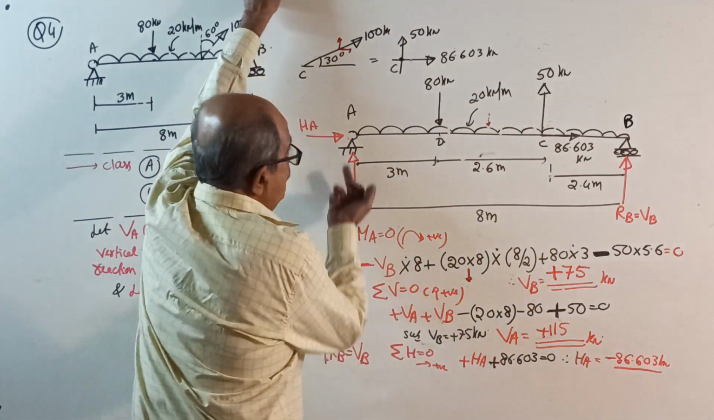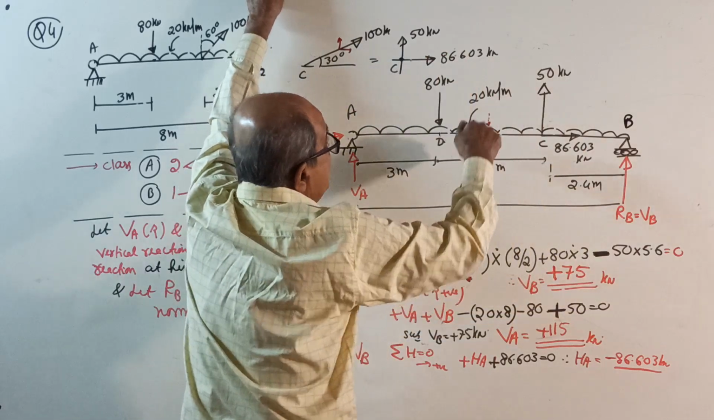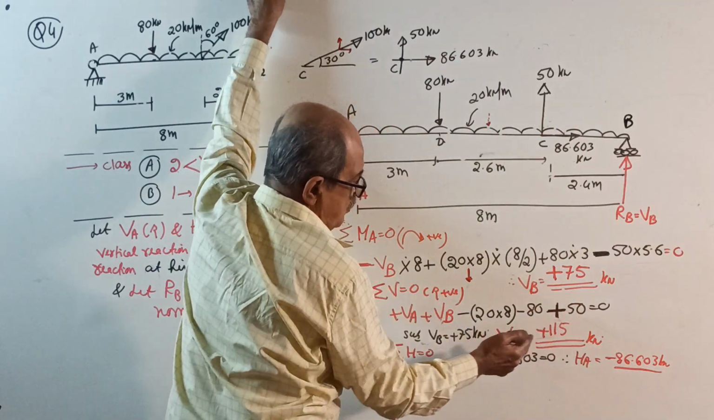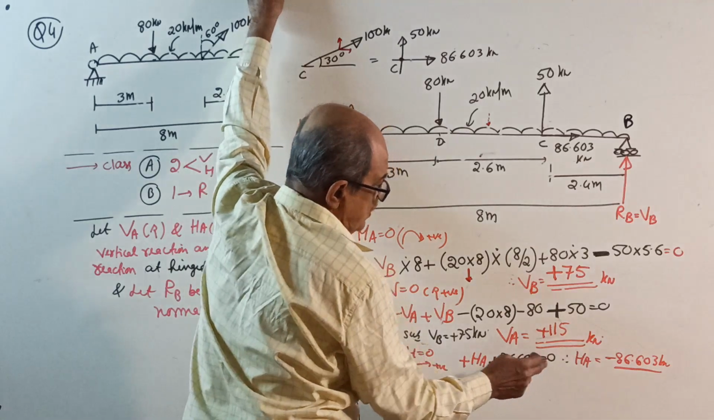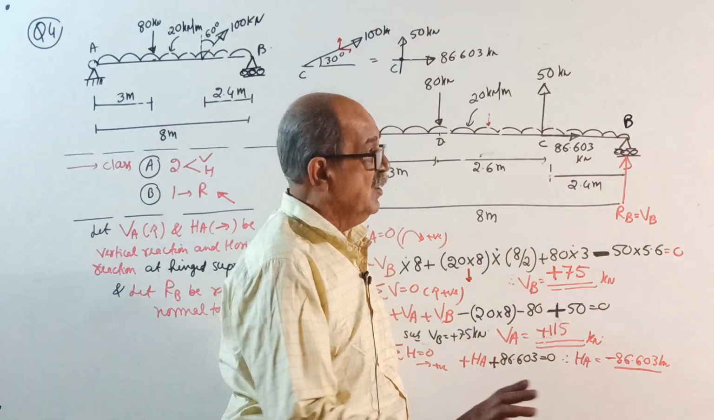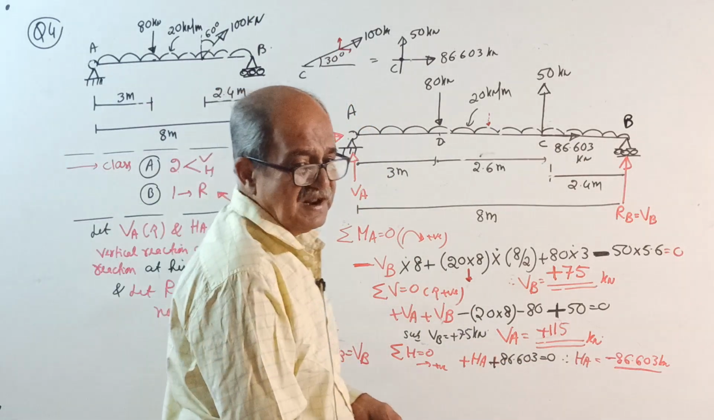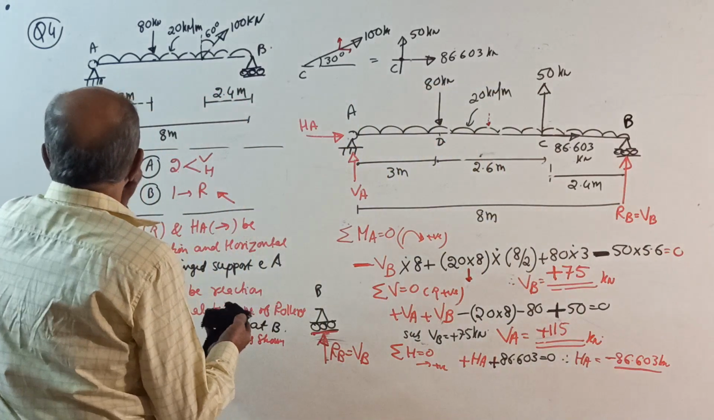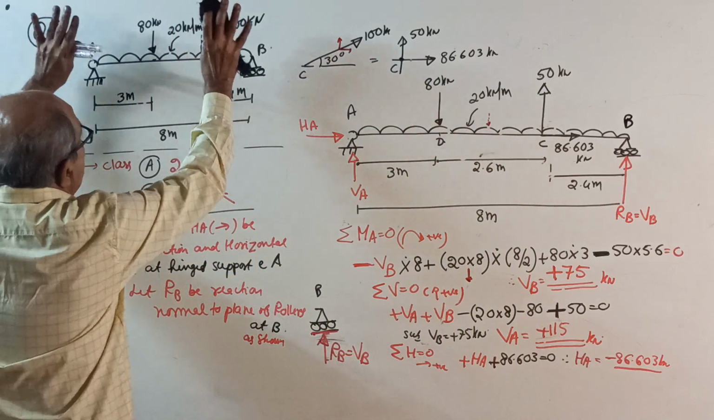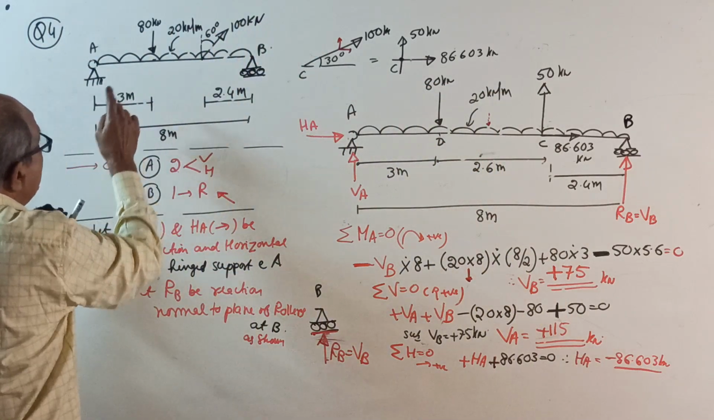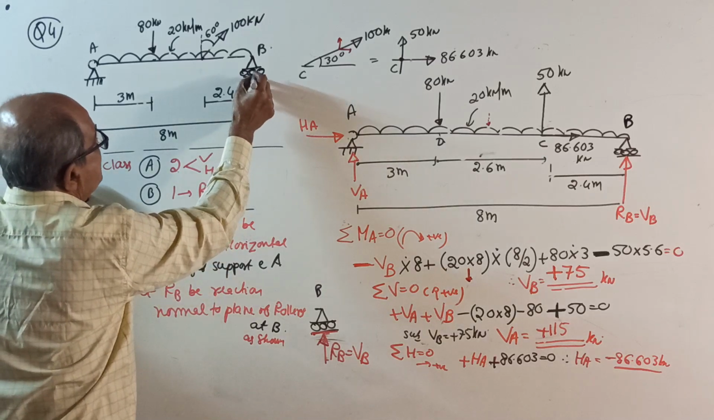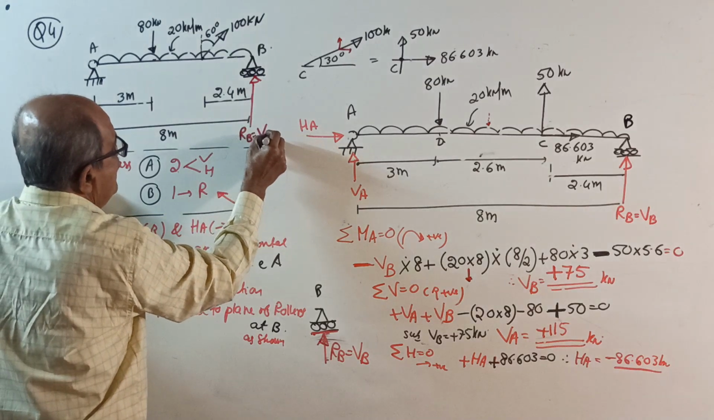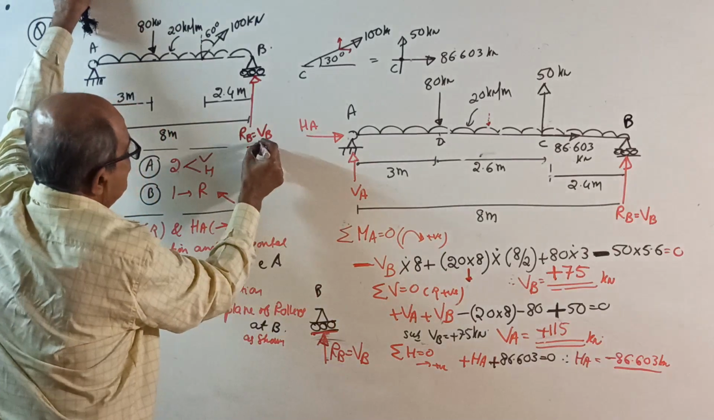Sigma V equal to 0: VA plus VB minus 80 minus 20 into 8 plus 50 equal to 0. You get VA, substituting for VB. Sigma H equal to 0, HA will come. Okay, now just present the answer. This is the last time I am presenting the answer. In future, I won't waste time presenting the answer. Therefore, for this question, you write here, once again put the sketch. There is a reaction here, RB equal to VB equal to 75 kilonewton.